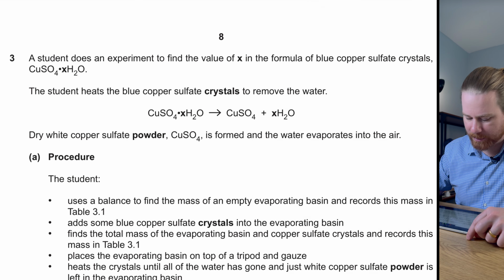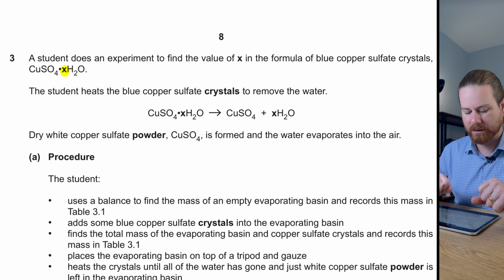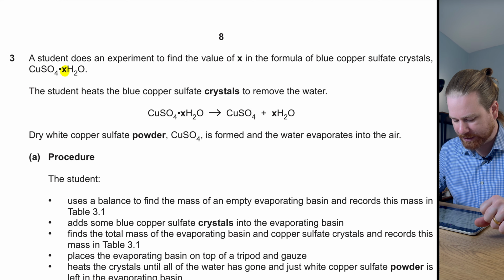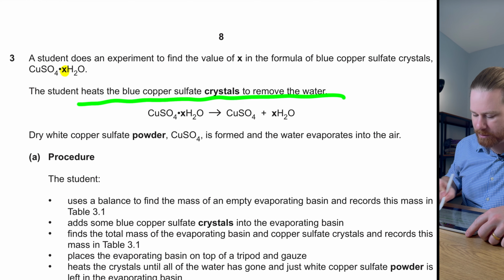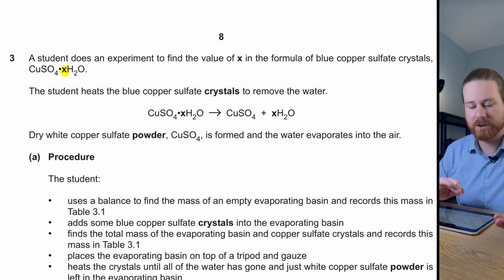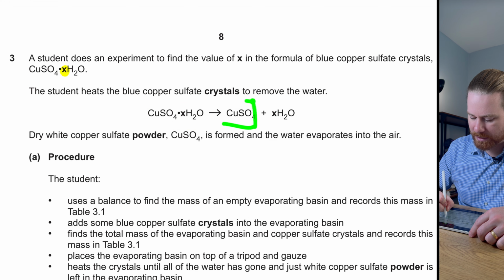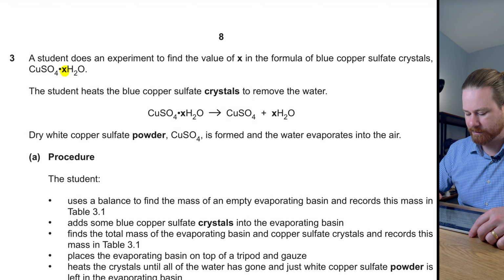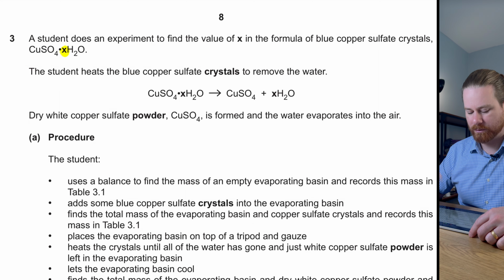So a student is doing an experiment to find the value of X. So how many waters basically become part of the copper sulfate structure when it is hydrated. So what have they done? They have heated the blue copper sulfate crystals to remove the water. So that lovely blue colour is coming from the water being part of the structure. So this is hydrated copper sulfate. Now we're getting anhydrous copper sulfate and the water. So the dry white copper sulfate powder is formed, and the water vapor is released.